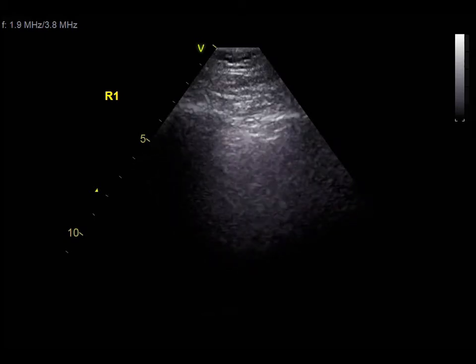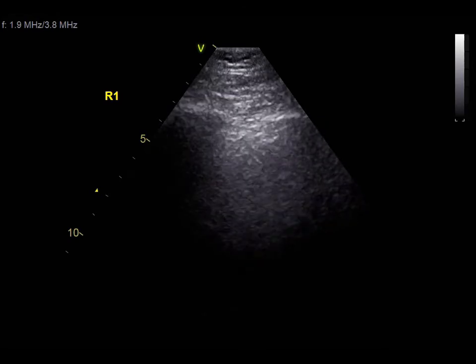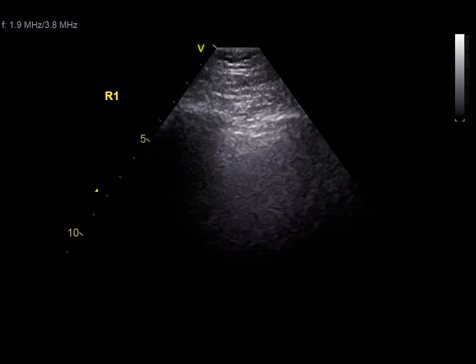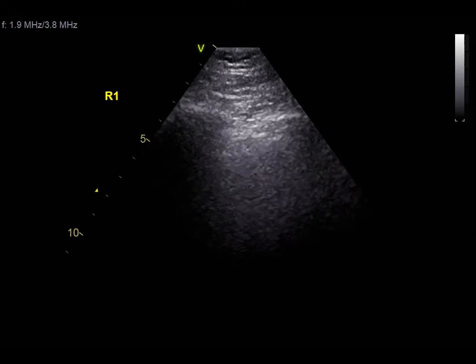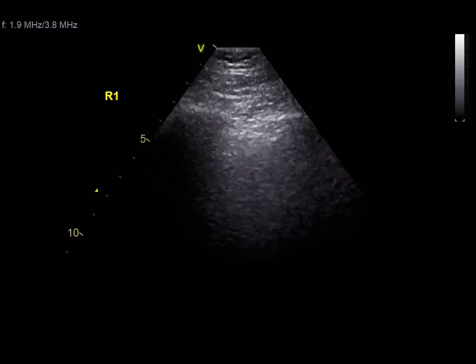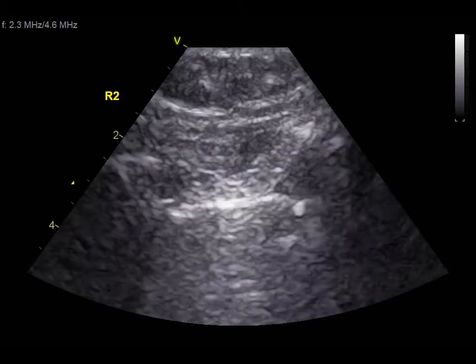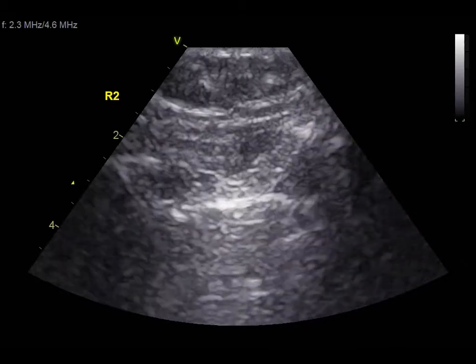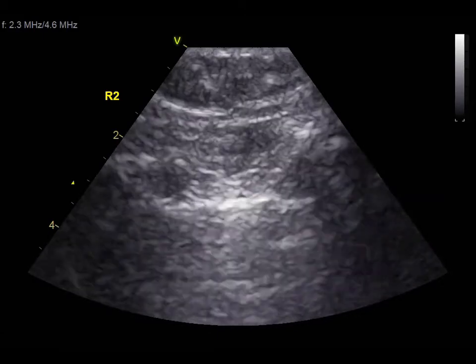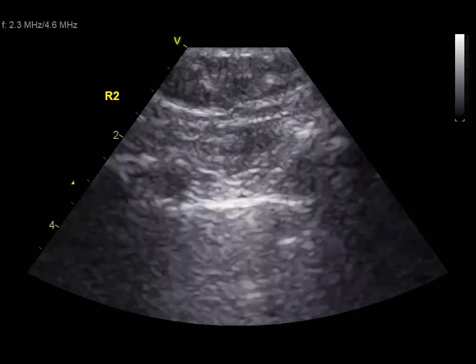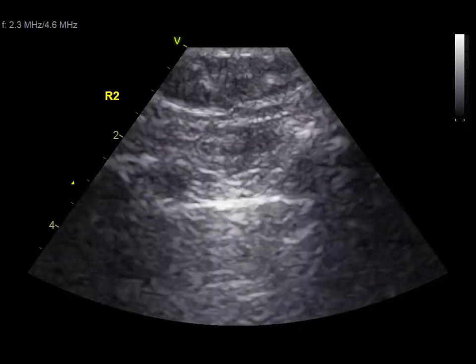Still in R1, you can see that the pleura on this one looks slightly thickened there. So it's not as smooth, not as nice and thin as the previous one. So again, this is the patchy nature that these changes can be right next to each other. Again, thickened pleura, zoomed in on that same region. Pleural sliding is still there, and then the hint of that B line in the middle.